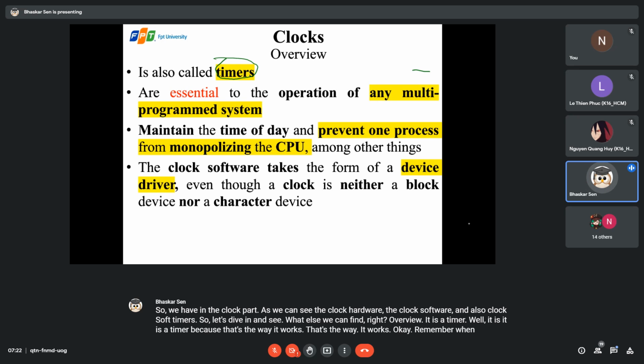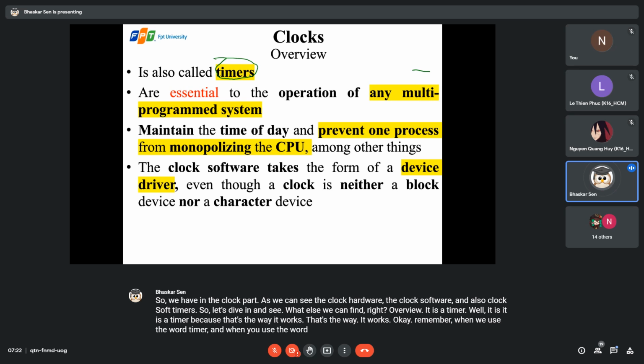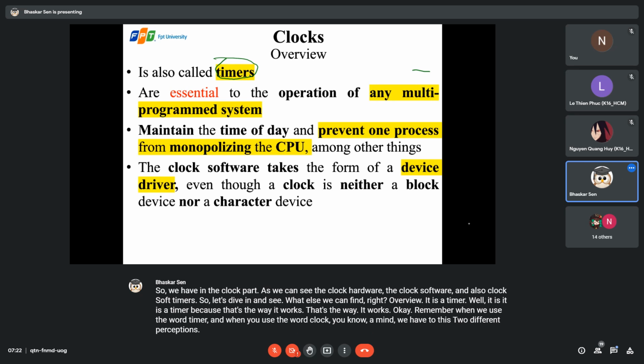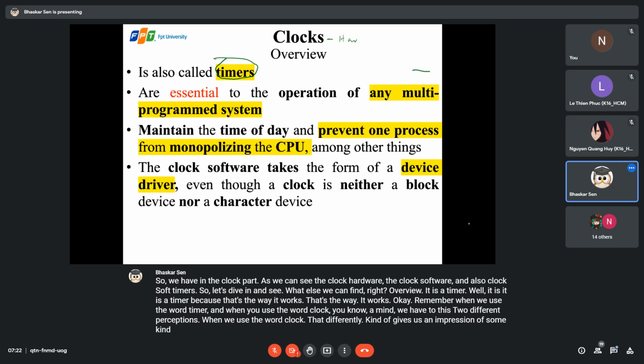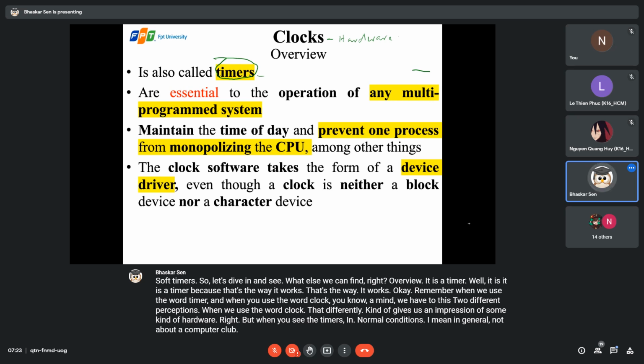Remember, when we use the word timer and when we use the word clock, in our mind, we have two different perceptions. When we use the word clock, that definitely gives us an impression of some kind of hardware, right? But when we see timers in normal conditions, in general, not about a computer clock, we think about the implementation of the hardware. Think about it.